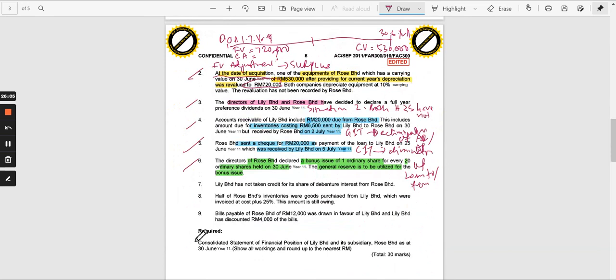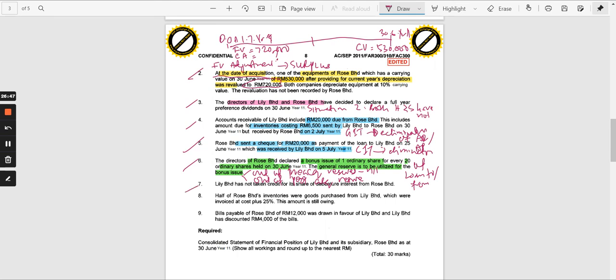So when you have bonus issue, you need to decide, or you should look at the question as well, whether the bonus issue is going to be out of pre-acquisition reserve, or is it out of post-acquisition reserve. So since there is no pre-acquisition reserve balance, we are going to do the bonus issue out of the post-acquisition reserve. So we need to do that.